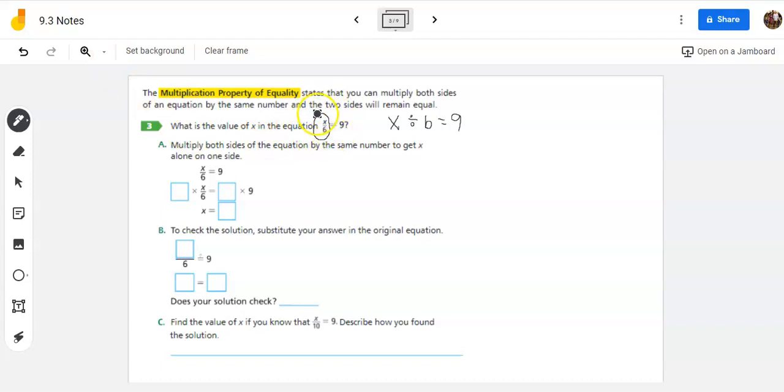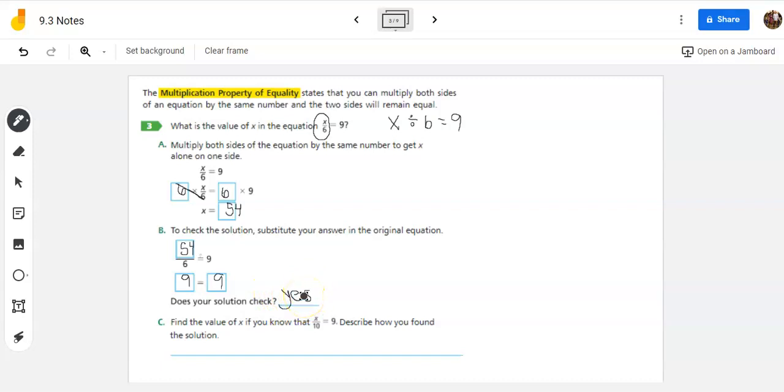So right now we have x divided by 6 equals 9. Opposite of dividing by 6 is multiplying by 6. The 6's go away on this side, leaving an x on the left-hand side. If I multiply by 6 on the left hand, I have to do the same on the right hand. So 6 times 9 is 54. To check the solution, substitute your answer. So my answer is 54. 54 divided by 6, 9. Is 9 equal to 9? Yes, it is.